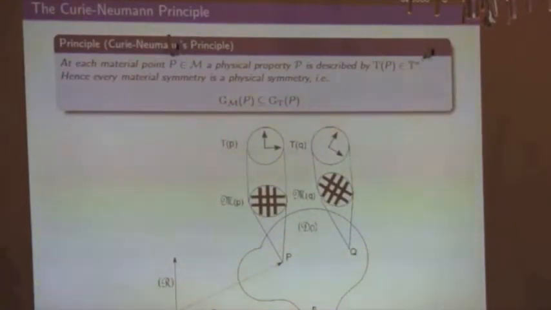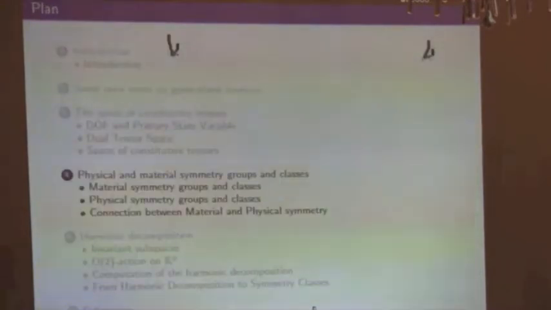Okay, so I will finish within 5 slides and keep the last part for tomorrow.